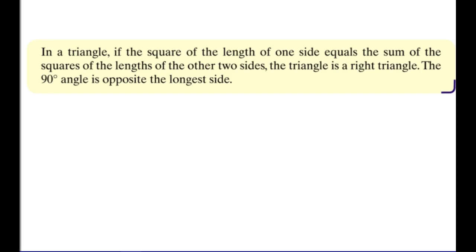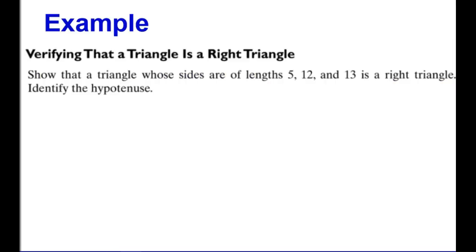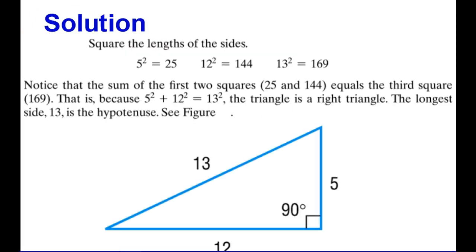Now here's the converse. In a triangle, if the square of the length of one side equals the sum of the squares of the lengths of the other two sides, the triangle is a right triangle. And the 90 degree angle is always going to be opposite the longest side. So let's look at this example. I want to verify that this triangle is a right triangle. I want to show that if I have side lengths 5, 12, and 13, it's a right triangle, and identify the hypotenuse. Well, if it's going to be a right triangle, then the hypotenuse will be the longest side.